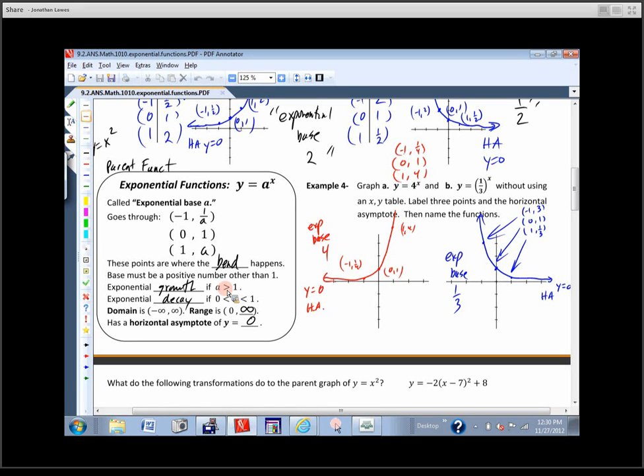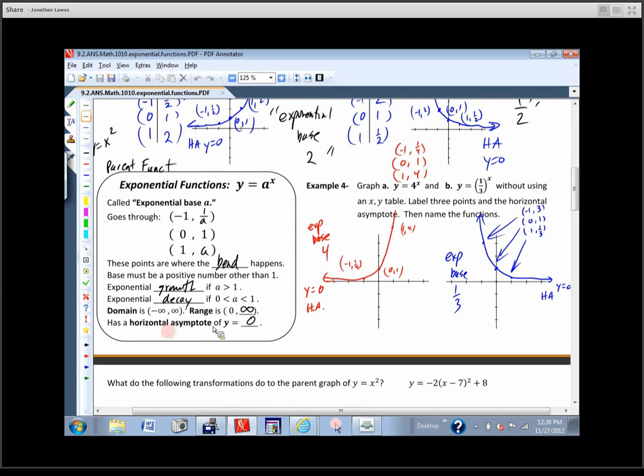Again, the base has to be a positive number other than 1. If it's a number bigger than 1, we call that exponential growth. If it's a number between 0 and 1, like a fraction 3/4 or 1/2 or 1/4 or something like that, then it's going to be exponential decay. It's going to decrease like this guy right here does.